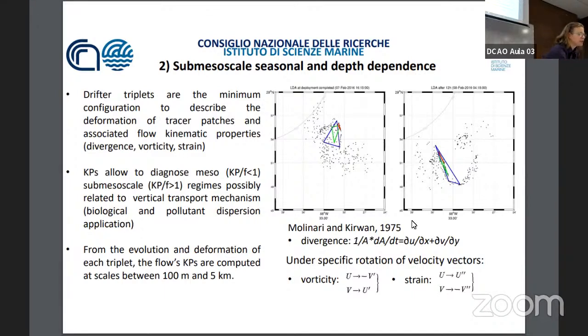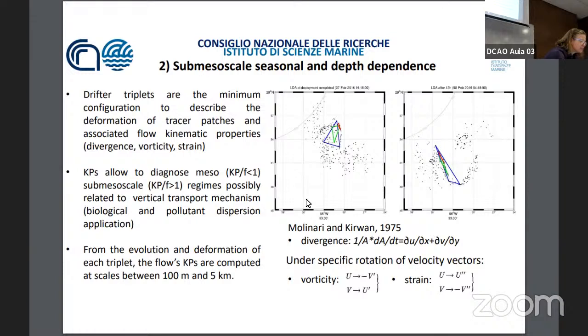As we see in the figure here, this is the definition of three triangles as an example of different size and different shapes. And a few hours later, we see that the same triplet has evolved in shape. And this is an indication and can be quantified in terms of divergence, vorticity, and strain to describe what processes have caused the deformation of this patch of the ocean at the surface.